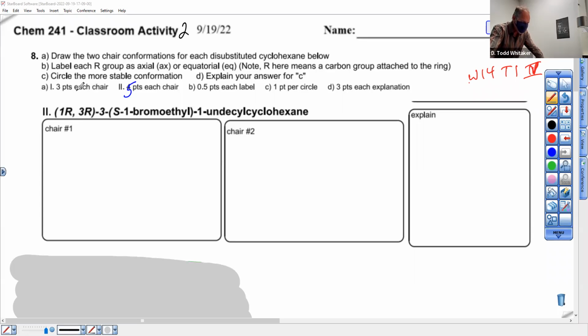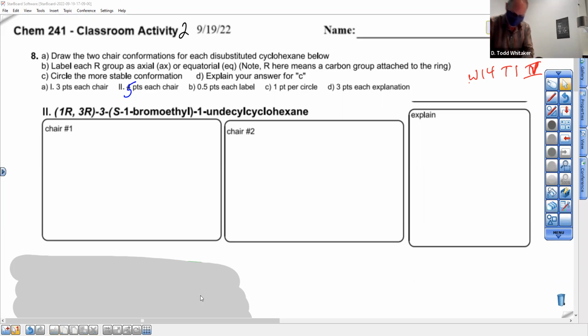Redoing the video. We're doing a chair problem, and in this chair problem, you're not told if it's cis or trans, you have to figure it out first. And your second chair will be of this format, where you're given stereo center information and not cis or trans information. So what you have to do ahead of time is some advanced work.